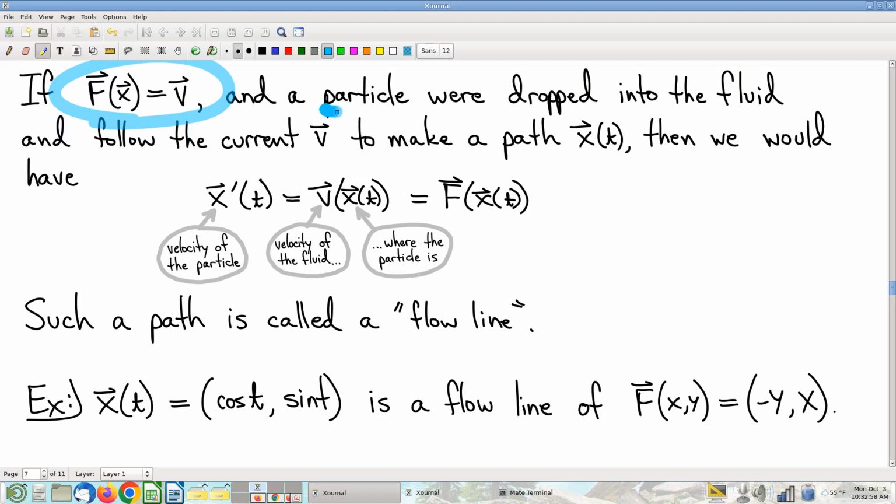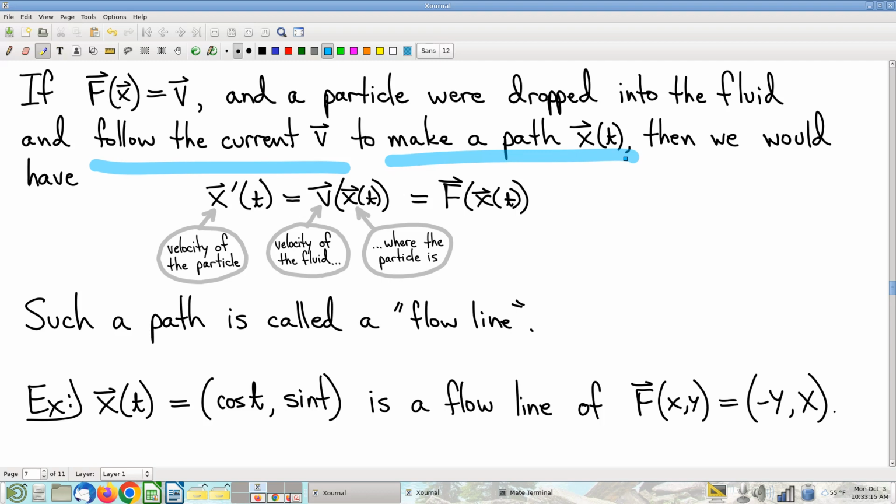If you were to drop a particle into the fluid, something that gravity doesn't influence, it just kind of goes where the fluid goes. And if you want to know, as this particle follows the current, well, it's going to trace out some path. What is that path? How do I get my hands on finding what the path is that this particle follows?